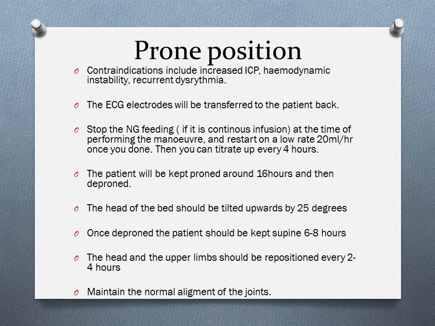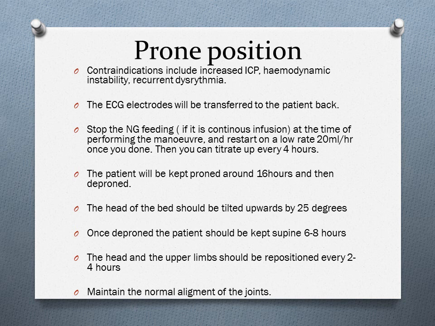Let's talk about some practical points regarding putting the patient in a prone position. First of all, the prone position is contraindicated if the patient is hemodynamically unstable, has recurrent dysrhythmia, or has increased intracranial pressure. The second thing is that the ECG monitoring electrodes will be transferred to the back of the patient. And what about the nasogastric feeding? If it is a continuous infusion, it should be stopped at the time of performing the maneuver and restarted at a low rate, such as 20 ml per hour, once you're done. Then you can titrate up every 4 hours.